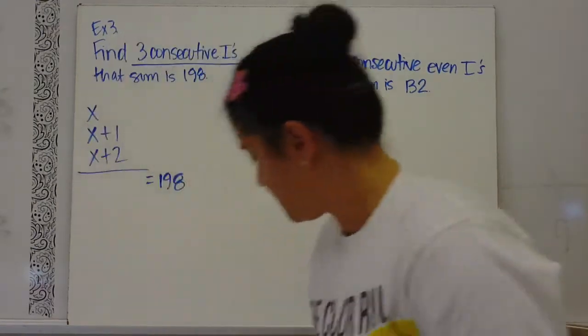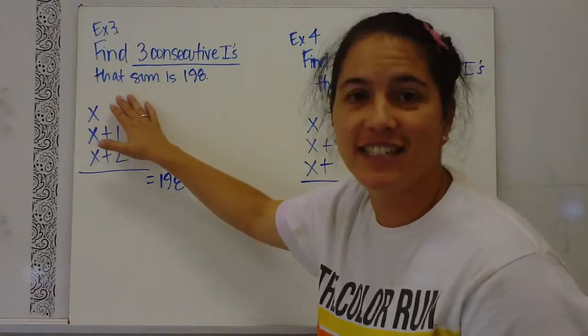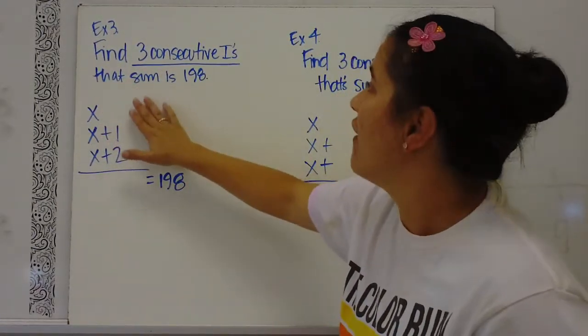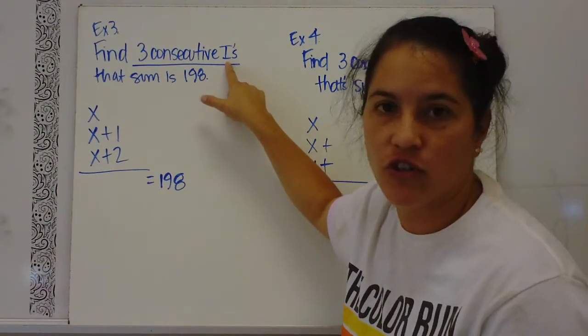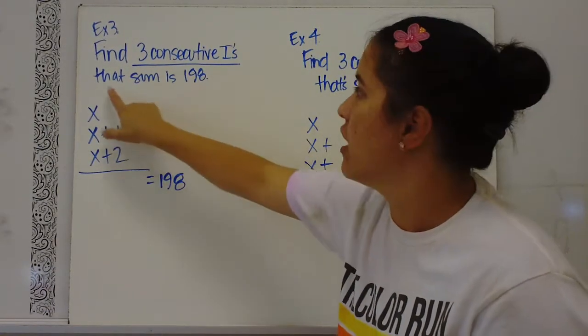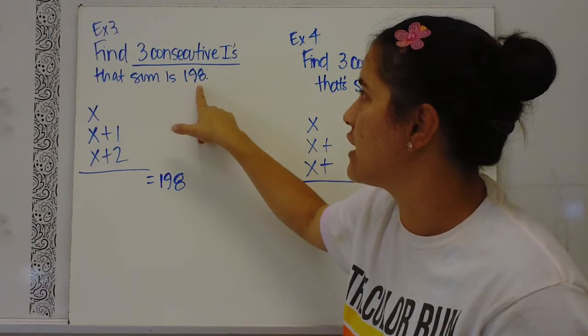All right, so these, I think, are fun problems. Find 3 consecutive integers. The I stands for integer. That the sum is 198.